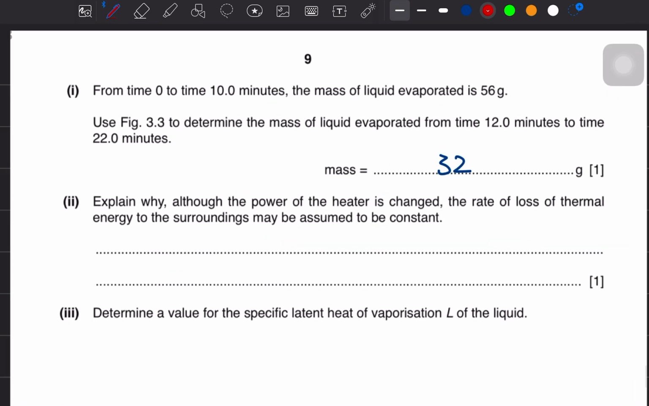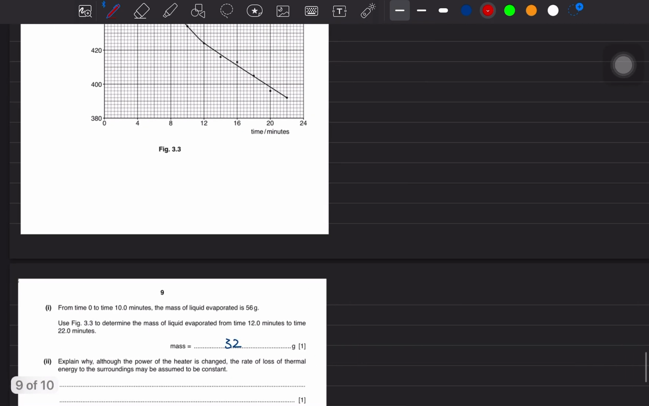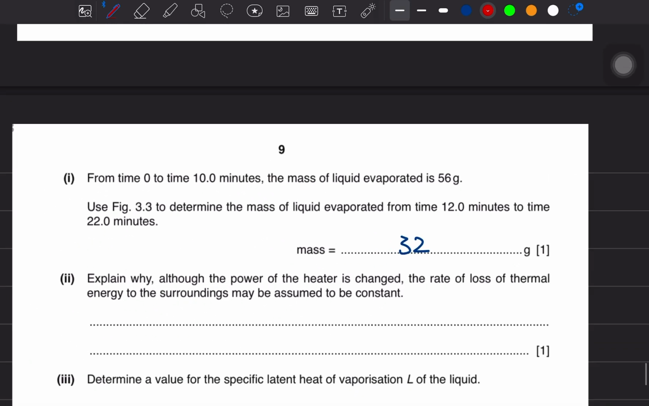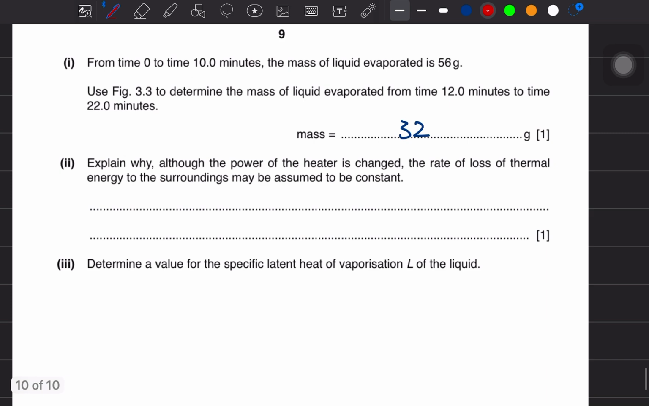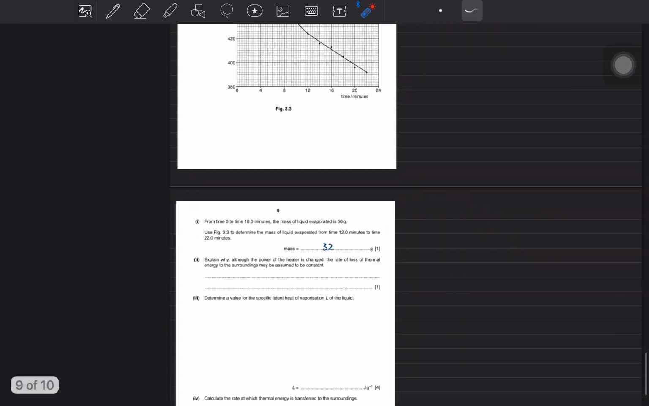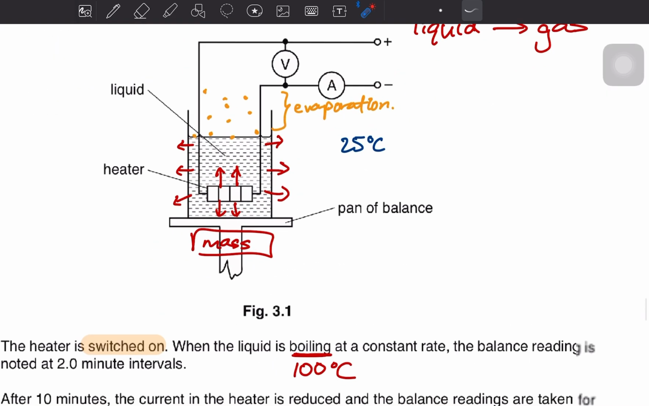Okay, so the first question was easy. You just check the graph from here and you can deduce the mass of liquid evaporated. Okay, this is slightly more challenging. Explain why, although the power of the heater is changed, the rate of loss of thermal energy to the surrounding may be assumed to be constant. Do you know what the rate of loss of thermal energy to the surrounding is referring to? Well, if you're not sure, this is what we're talking about right here.